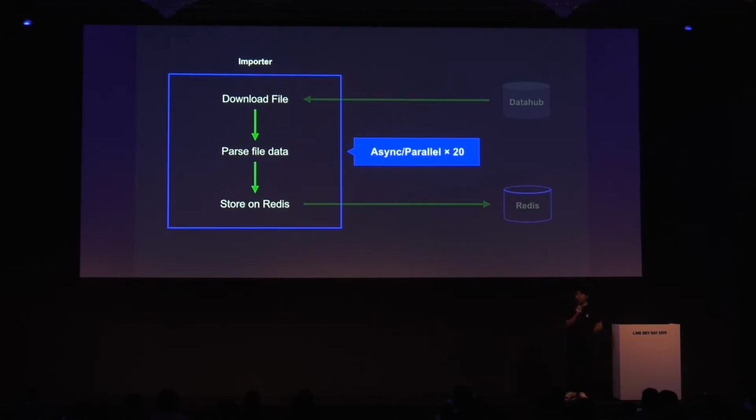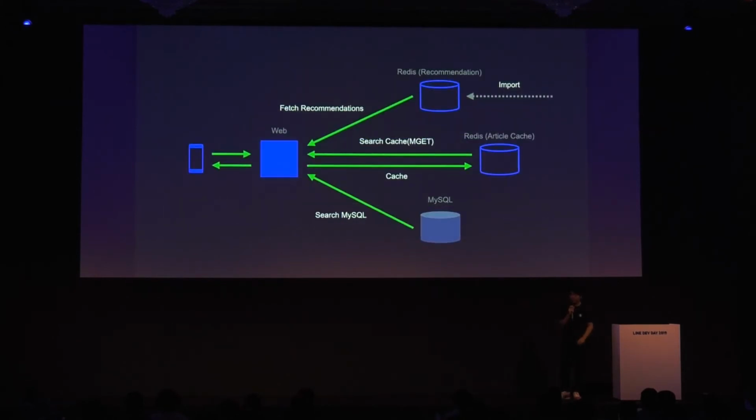So from this file download to storing in Redis, that series of processing is done in 20 threads. It's asynchronous and also implemented in parallel. And 3 servers are running, meaning that a total of 60 threads are executing this. This is how we import the 100 million people's recommendations every hour. It takes about 10 minutes to process this import. So I think we have quite a good capacity.